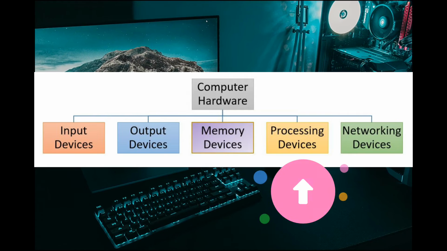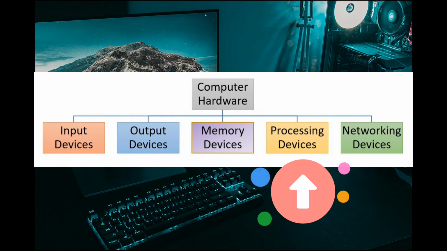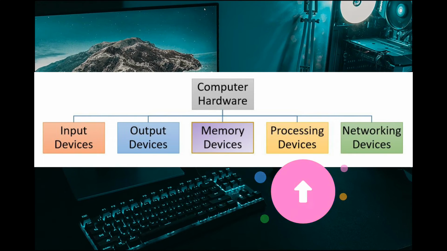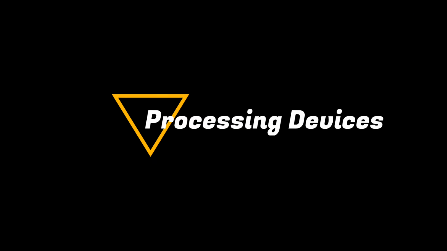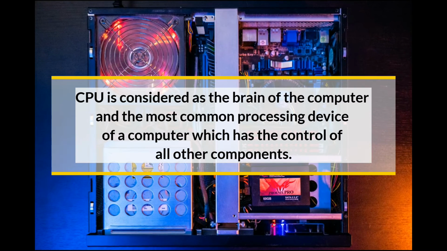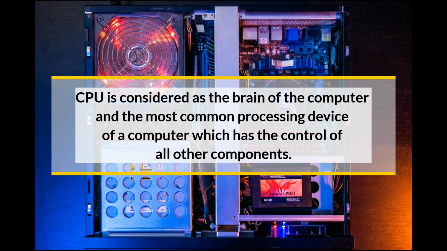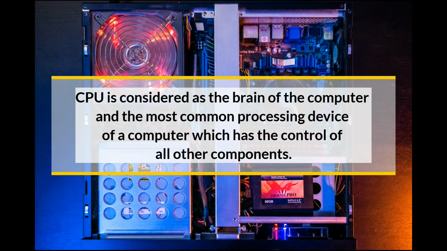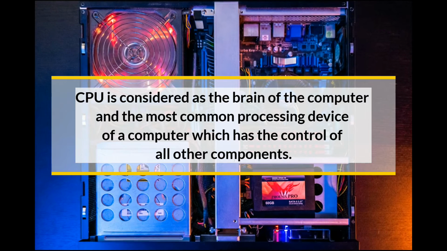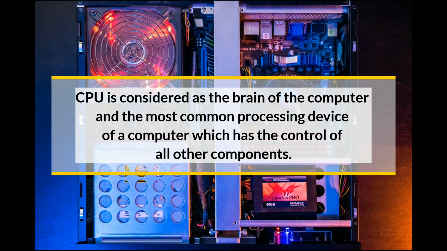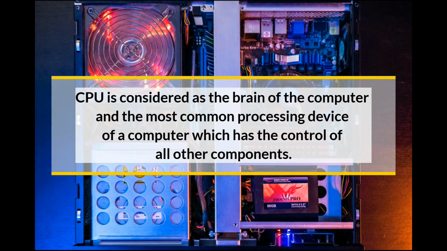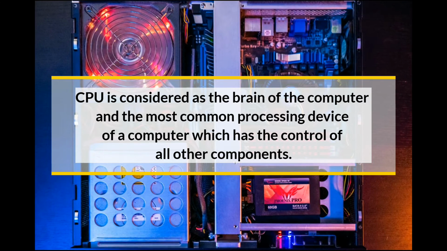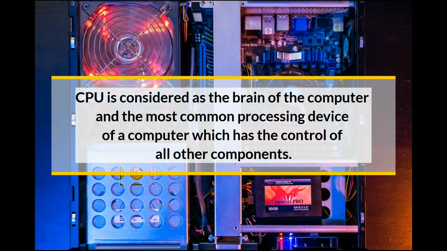Let's learn the fourth category of computer hardware, that is, processing devices. The CPU, or central processing unit, or processor, is considered the brain of the computer and the most common processing device of a computer, which has control of all other components.